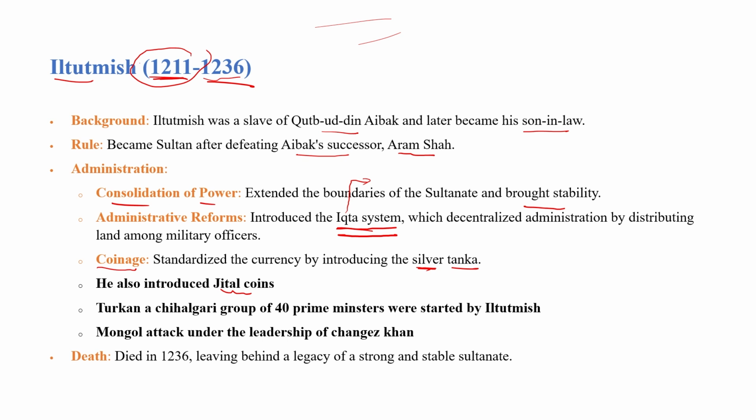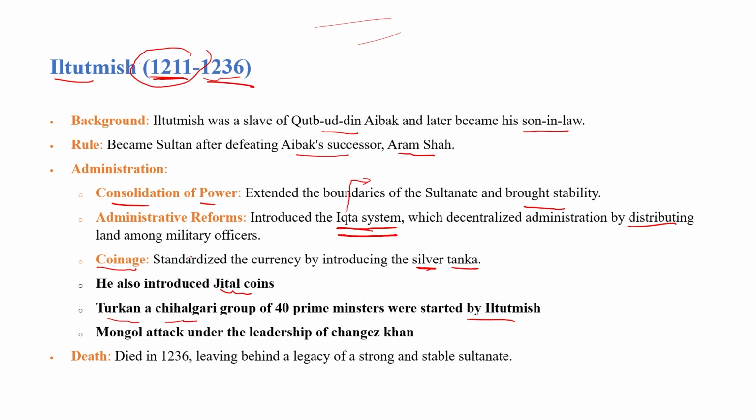Clear, what was the Iqtadari system? The Iqtadari system was started by Iltutmish only, by distributing land among military campaigners. He also introduced silver and copper coins known as Taka and Jital. He also established a Turkan-e-Chihalgani, a group of 40 ministers, which was started by Iltutmish.